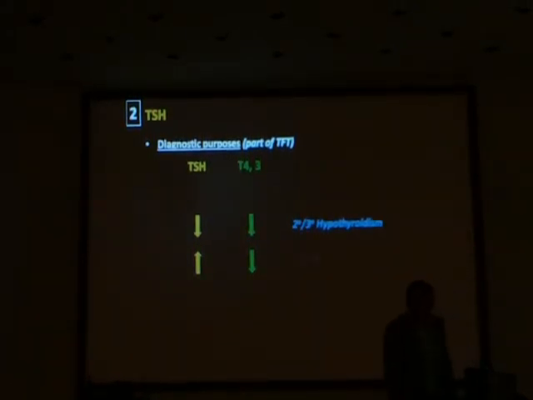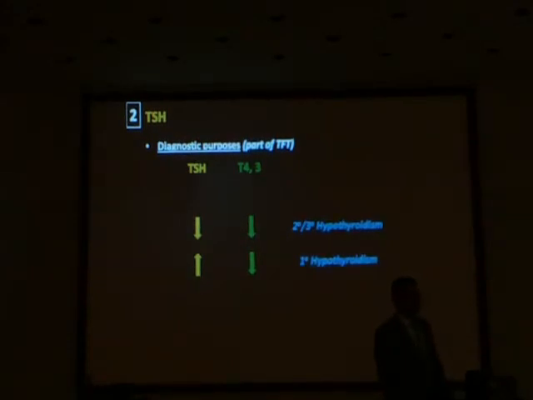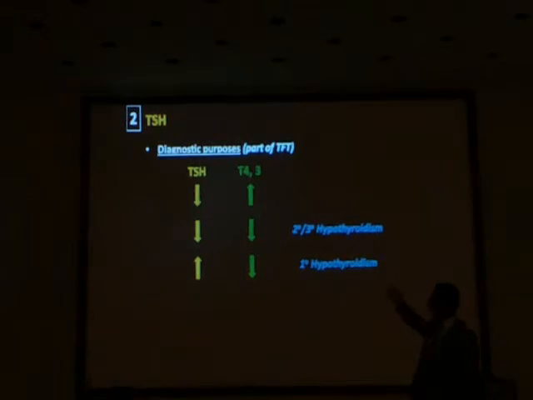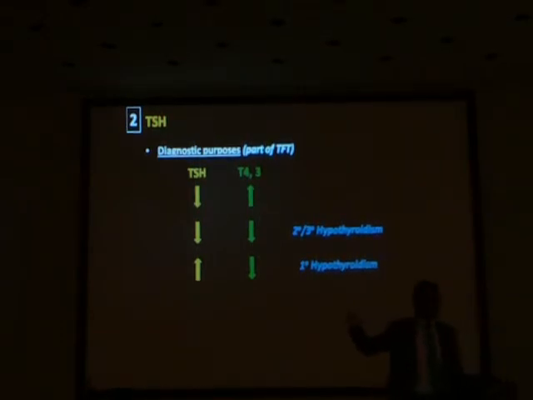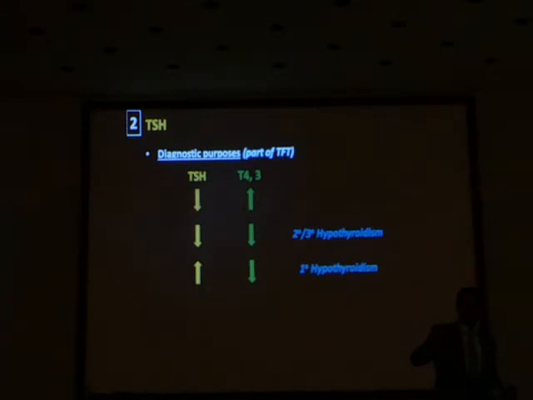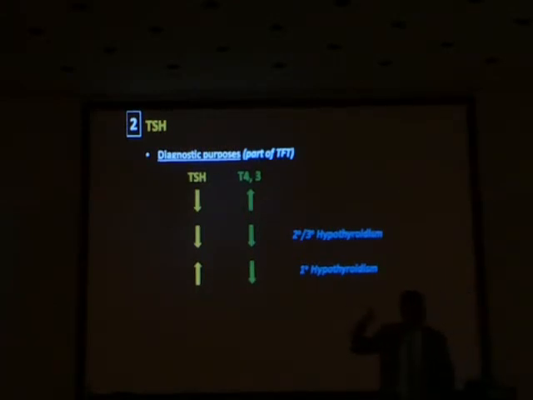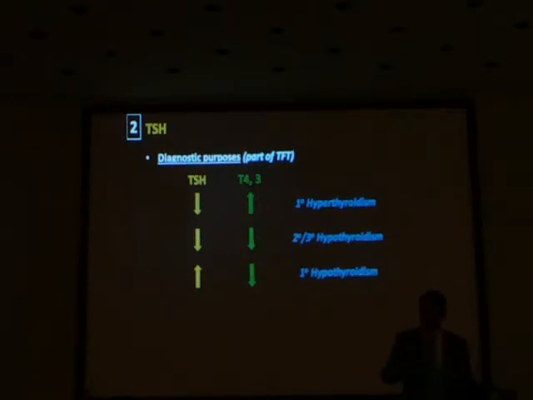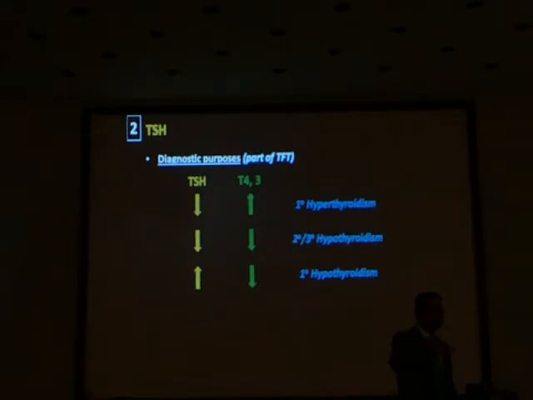So this is a primary hypothyroidism. Now the last scenario is an increase in T4 and T3 with a decrease in TSH. Increased T4 and T3 is hyperthyroidism, and with a decrease in TSH, this is most likely a negative feedback. So this is a primary hyperthyroidism. Did you understand? Okay.